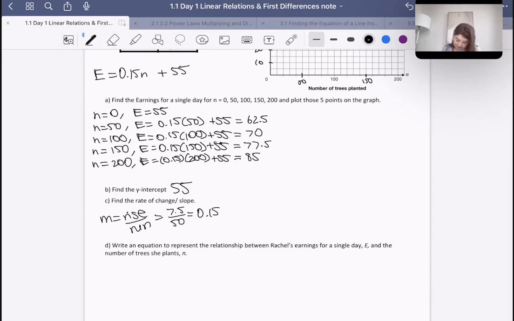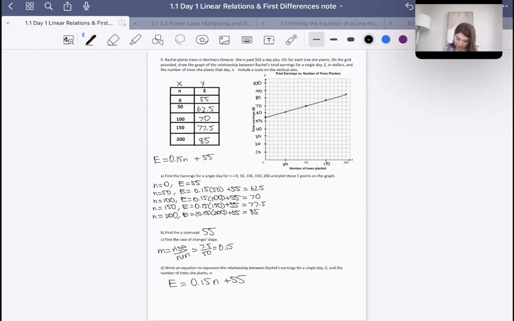And then it says, write an equation to represent the relationship between Rachel's earnings for a single day and the number of trees she planted. Well, we've already done that, right? We've already done that in order to figure out where to plot our points. We need an equation to be able to plot the points properly. So that would just be that E is equal to 0.15 times n, times the number of trees she plants, plus 55. And so there we have it.